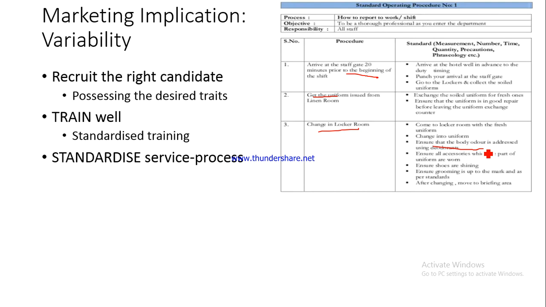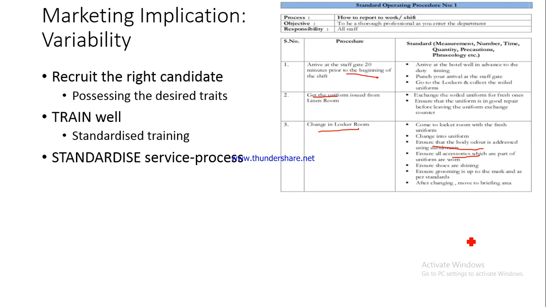Now ensure that the body odor is addressed. Ensure all accessories which are part of the uniform are worn. So you don't only have to wear the uniform, you also have to wear the accessories. For example, it could be the necklace, or it could be some earring that you have to certainly wear, right?